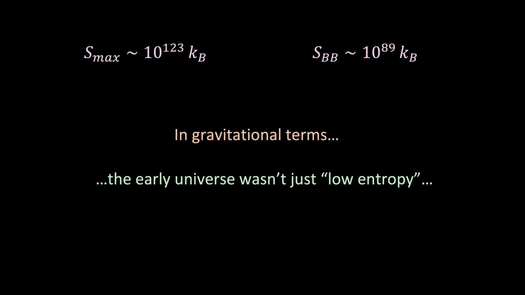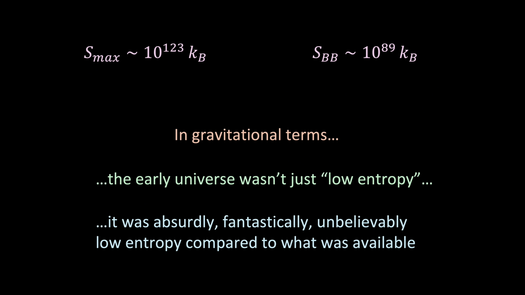Okay, now compare that with what we actually had near the beginning of the universe, near the Big Bang. The early universe's entropy, dominated by smooth thermal radiation, was about 10 to the power 89 times Boltzmann's constant. So in gravitational terms, the early universe wasn't just low entropy, it was absurdly, fantastically, unbelievably low entropy compared to what was available. It sat roughly 34 orders of magnitude below the maximum value. Smooth, uniform, and with almost all the gravitational entropy still waiting in the future.